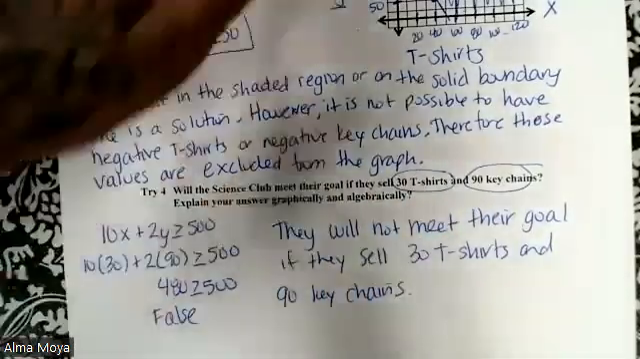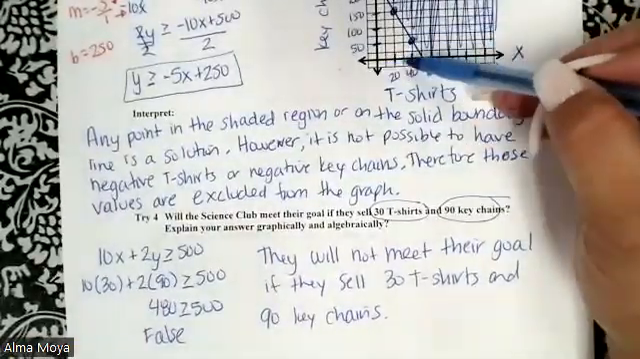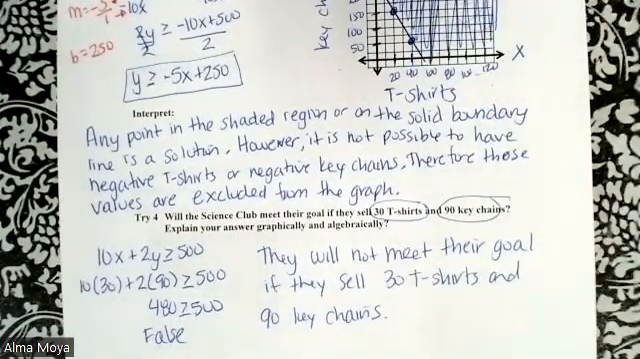I could have also told by the graph, look, 30 t-shirts is right here, 90 is right here. Notice how it's not shaded. So they're going to barely miss it, and they barely miss it by $20.